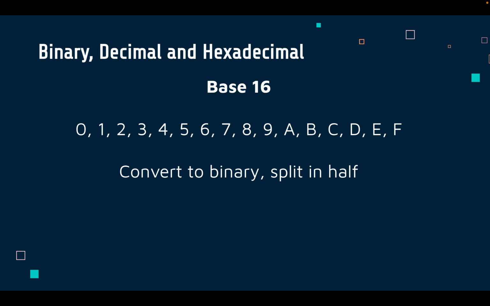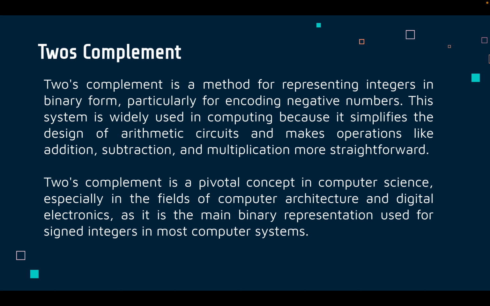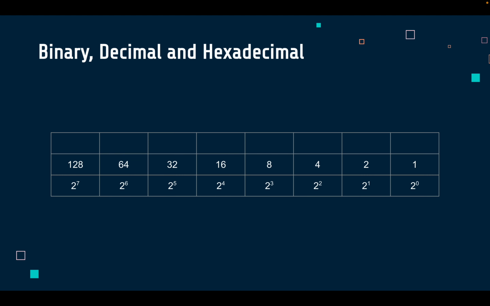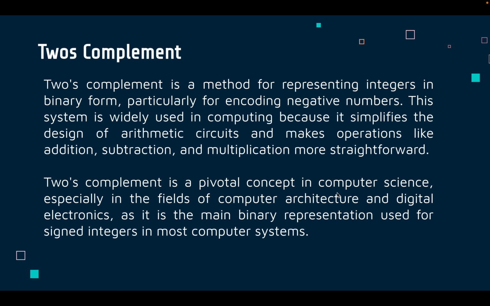Here's the most complicated component of this, and it's 2's complement. 2's complement is a method for representing integers in binary form. Particularly useful when I wish to store negative numbers. Because the premise of this table is that these are all whole numbers. What happens if I wanted to store negative 3, negative 4, negative 8, negative 16?